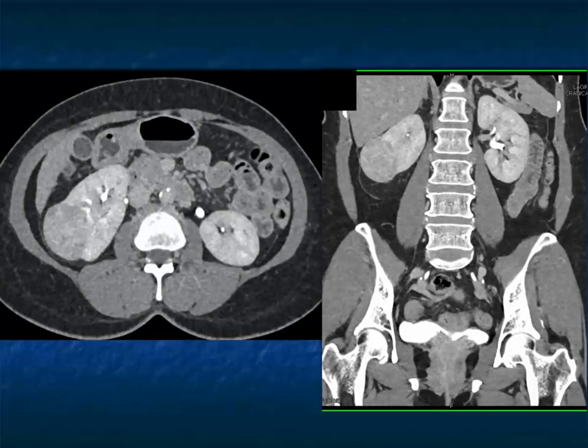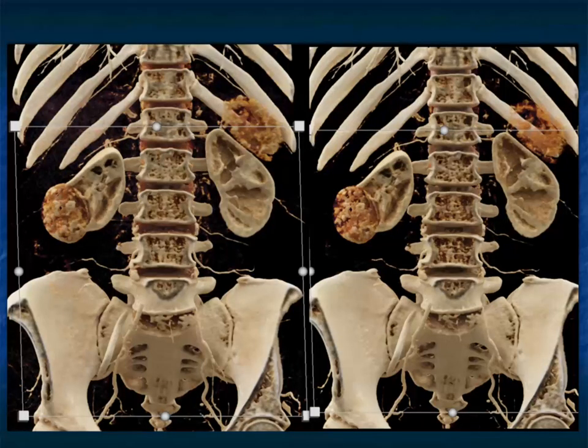You can see that the arterial phase imaging is what allows you to make the diagnosis of clear cell. On the venous phase imaging or excretory phase imaging alone, it still could be a papillary renal cell carcinoma.